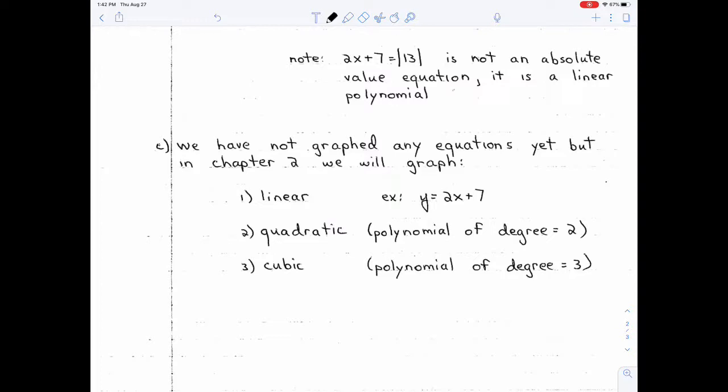So an example of a linear equation is y equals 2x plus 7. Quadratic is a polynomial of degree 2. You could write this down if you want to, like y equals 5x squared plus 3. A cubic equation is a polynomial of degree 3, so that's like y equals 5x cubed plus 13. Okay, and there's another one here that I forgot to mention, and that's an absolute value equation.